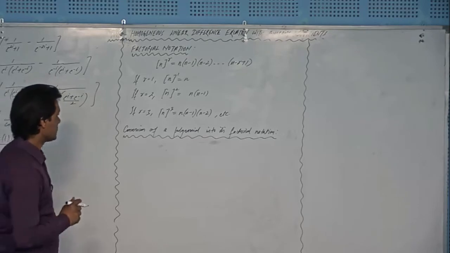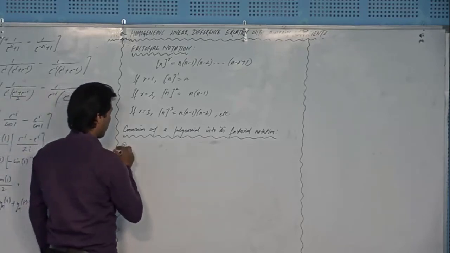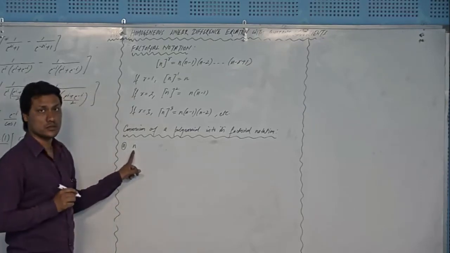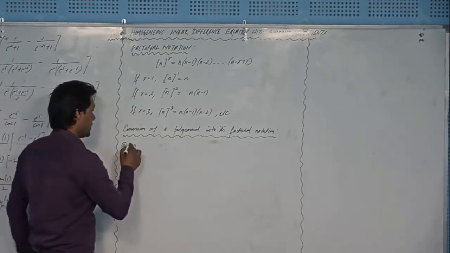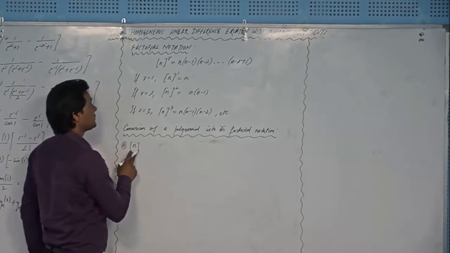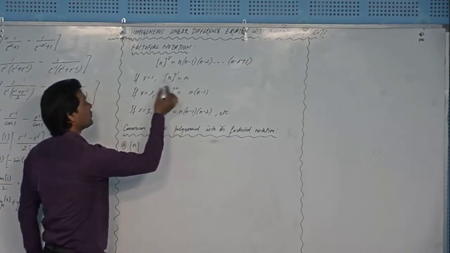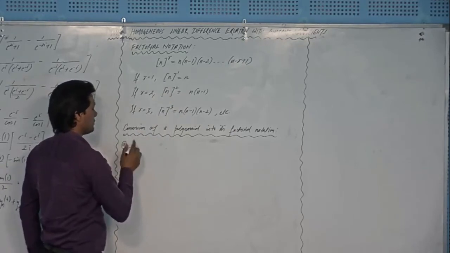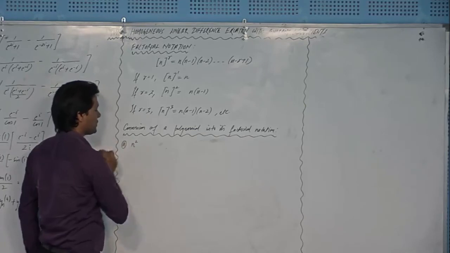So first, suppose you have this n, this is a standard polynomial. Note that this is a standard polynomial, but if I put brackets here, this will become a factorial polynomial, and its value you already know, that is equal to n, right? Okay, so I will start with some bigger polynomial, n square.